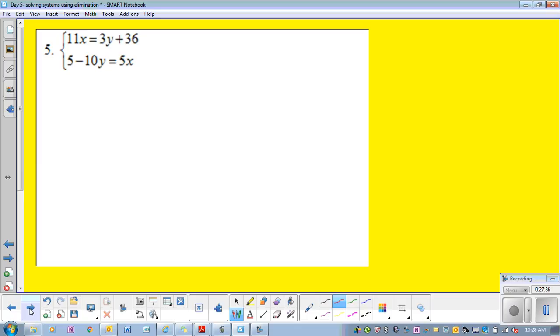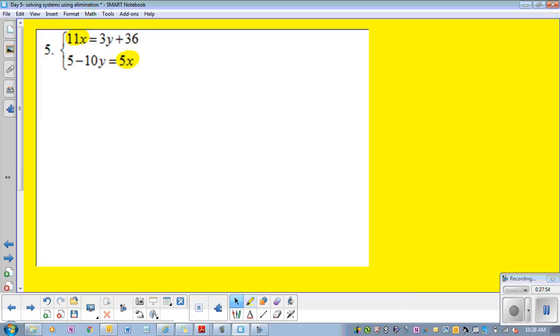All right. So let's look at this one. Are my x's lined up? No. Oh no. My y's aren't. But you know what? Here's the thing. They're both equal to x, right? So how about if we just switch the second equation?